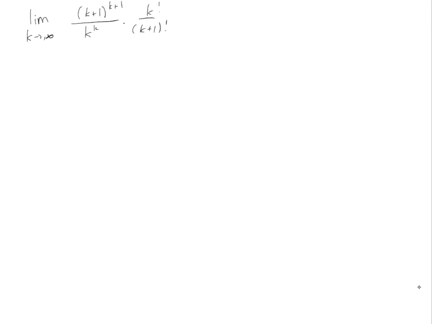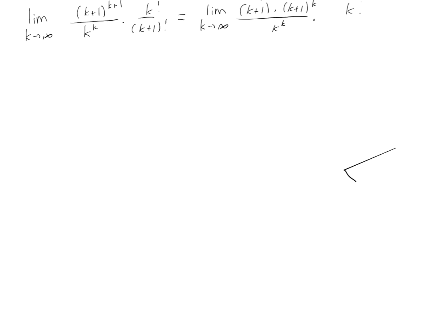Let's give ourselves a little bit more room here. For the term on the left, if I factor out one of the k plus 1s, I'll have the same exponent on the top and the bottom. So I'm going to rewrite this numerator as k plus 1 times k plus 1 to the power k, and the numerator stays the same. On the right, I'm going to write k plus 1 factorial as k plus 1 times all the numbers less than k plus 1. On the right, I have this nice cancellation.